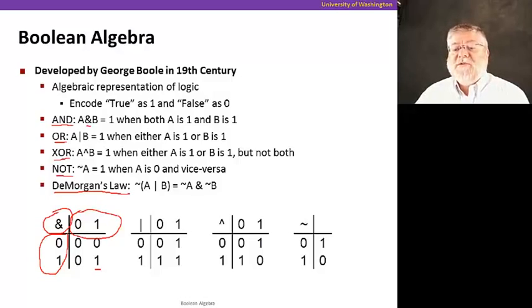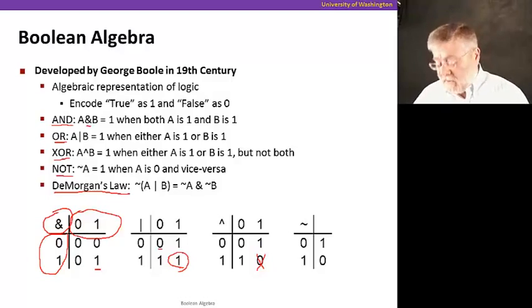For the OR, which we write with the vertical bar, you'll see that it's a 1 whenever either one of them is a 1, and only 0 when both are 0. For the exclusive OR, again, it's 1 if one is a 1, but not both. So in this case, we want to make sure that this is a 0 as well. That's the difference from the OR case that we had here. And then the unary operator, of course, there's only one variable, and it's just the opposite of the value. So that's the basics of Boolean algebra.